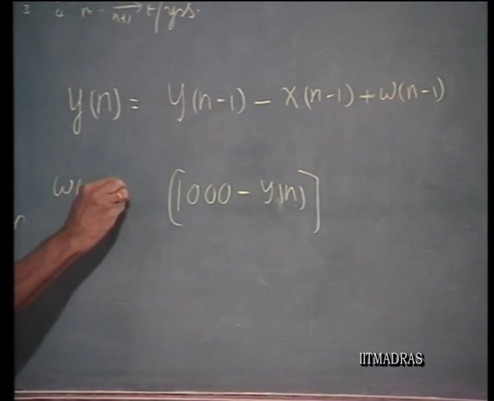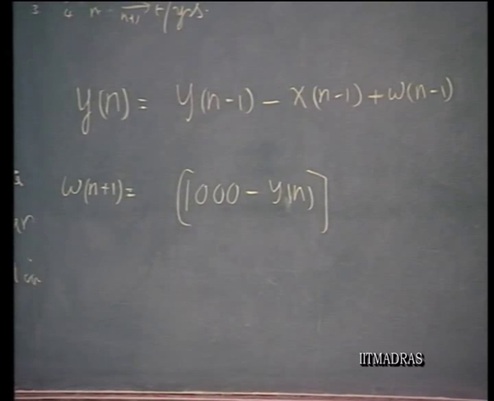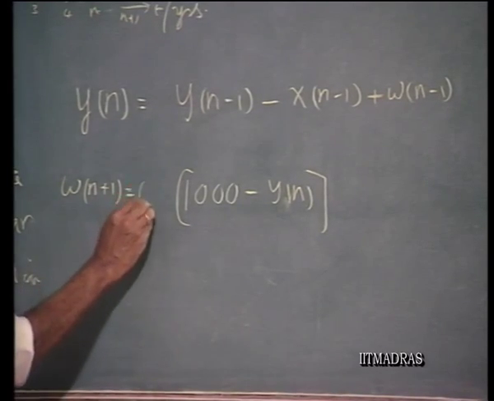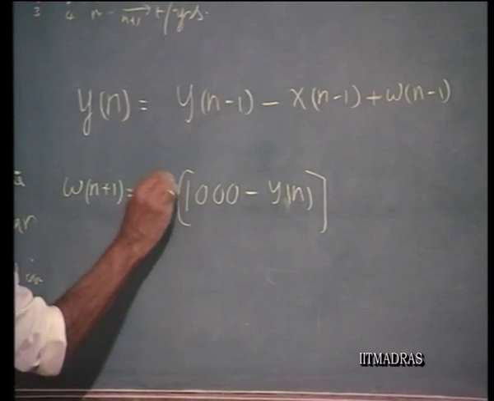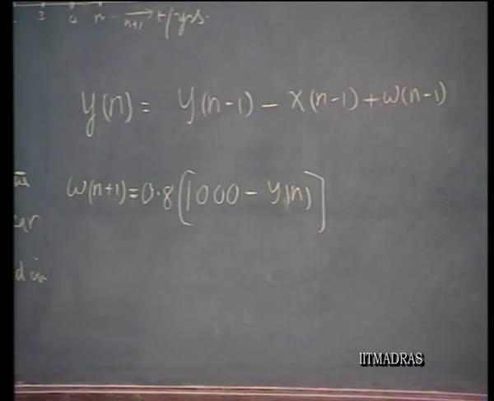So the number of people recruited in the n plus 1th year is, let us say, this is the target, but all the people who have been recruited may not join, or there may not be suitable candidates. So let us say 80% of this target amount is recruited. So wn plus 1 is 0.8 times (1000 minus yn).